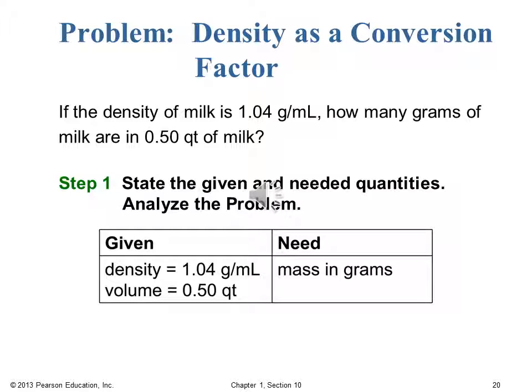If the density of milk is 1.04 grams per milliliter, how many grams of milk are in 0.50 quarts of milk? Working it through, we'll start with step 1. Look at what we're given and what we need to analyze that problem. We're given the density as 1.04 grams per milliliter, and the volume is given as 0.50 quarts. Quart should set off some red flags right there. It's not the same volume unit as the density is given in, so we're going to need a conversion factor or two at least. And ultimately, we want to find the mass.